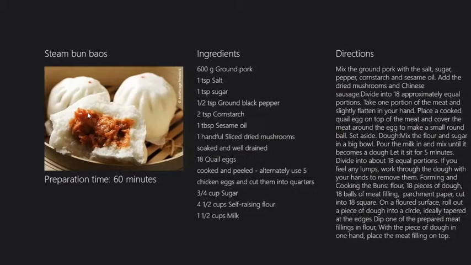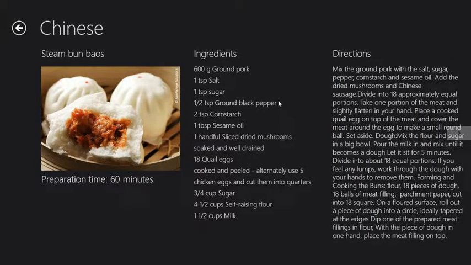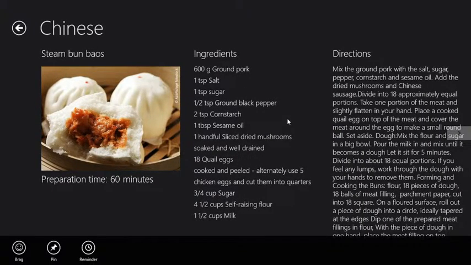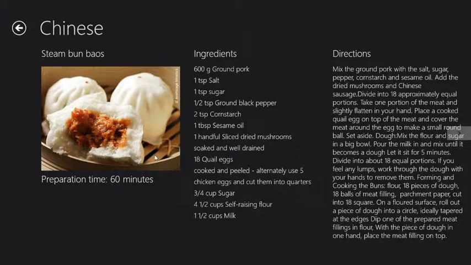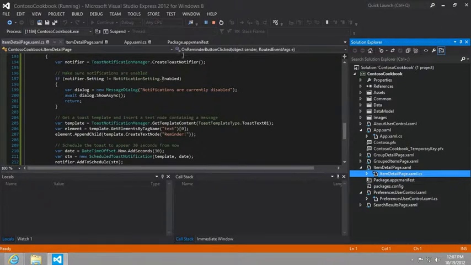All right, so let's go to our item detail page, and then I'm going to right click in here and click reminder, and it says notifications are currently disabled. All right, so that was the pop-up that we just saw.